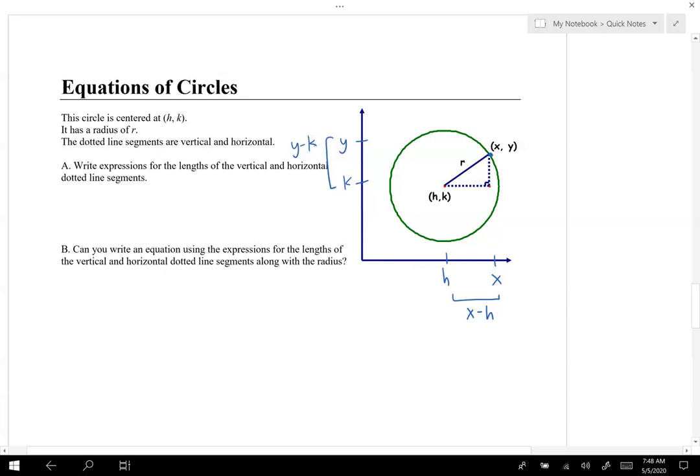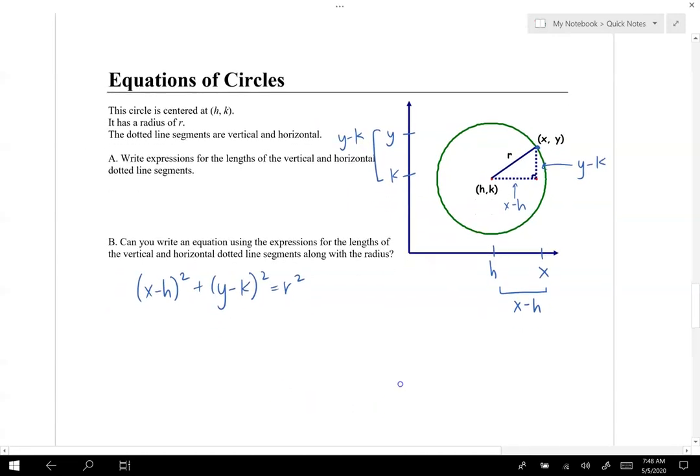All right? Now, I'm going to draw that in the picture. So this is x minus h. This is y minus k. And we can actually relate those three sides with the Pythagorean theorem. (x − h)², so one leg squared, plus (y − k)² equals r squared. And that's where the equation of a circle comes from.